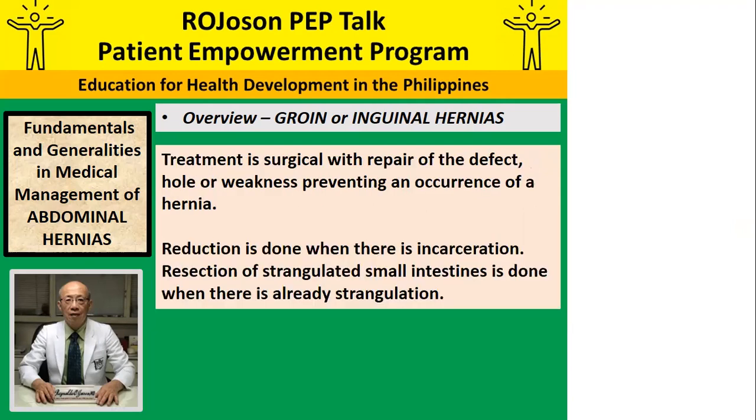The treatment is surgical for inguinal or groin hernia with repair of the defect or the hole or the weakness, preventing the occurrence or recurrence of the hernia. If there is incarceration, reduction is done first. And then if there is strangulation, resection is done. Puputulin yung compromised small intestine. Okay? Yung itim na.